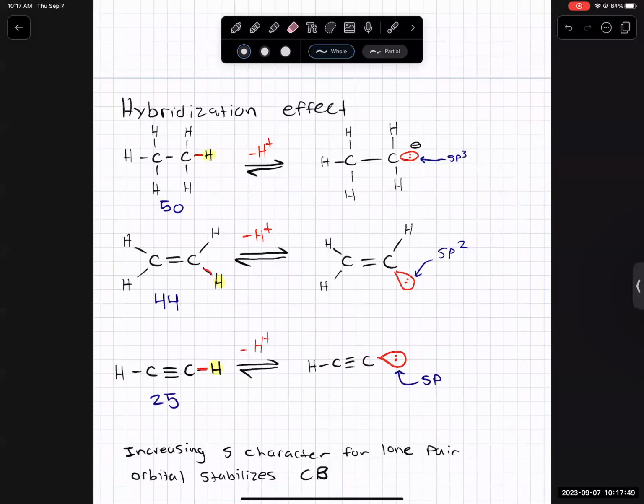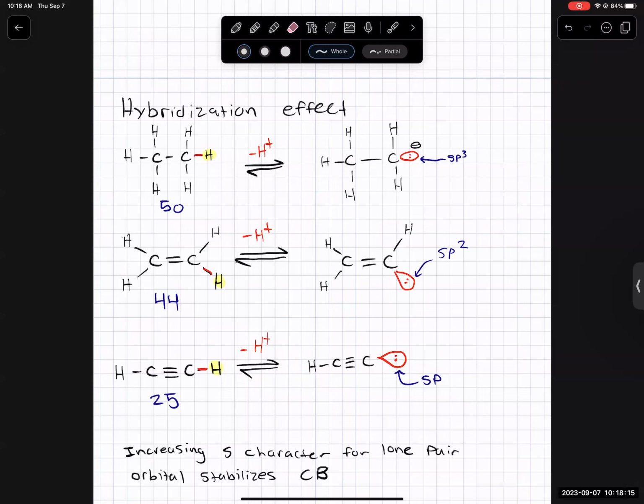So if this is the most stable because it has the most s character, it's sp hybridized, that means it came from the strongest acid, which has a pKa of 25. And this isn't really a strong acid, but relative to the other ones, it's strong, all right? So it's a stronger acid than the other ones. This one has 33% s and 2 p's, so it's 67% p.